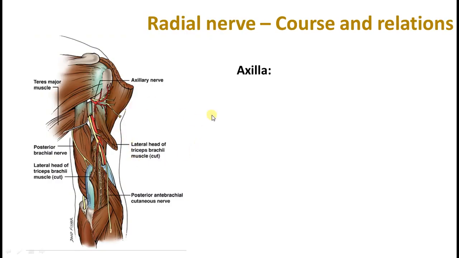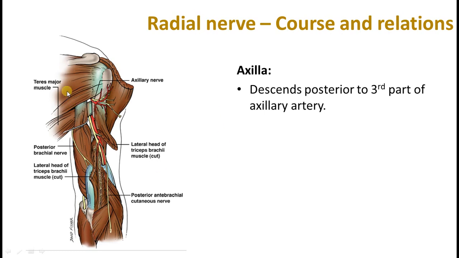So in the axilla, it is seen behind the axillary artery and enters into the arm by the lower triangular space. The lower triangular space is formed by, above what you see, the teres major muscle, long head of triceps, and then the shaft of humerus, along with the profunda brachii artery. It enters into the arm.